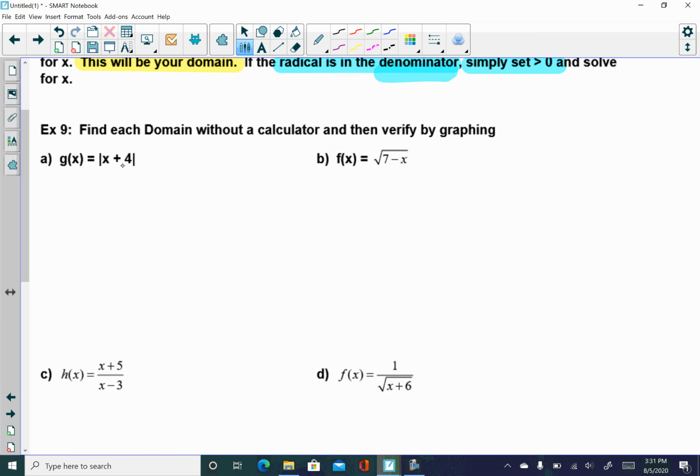So g of x here, it says absolute value of x plus 4. Well, like I just said, it doesn't have a square root in it. It doesn't have a denominator. So the domain should be negative infinity to positive infinity, right?